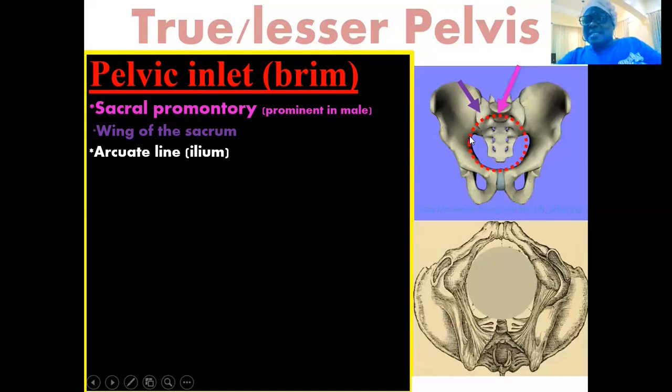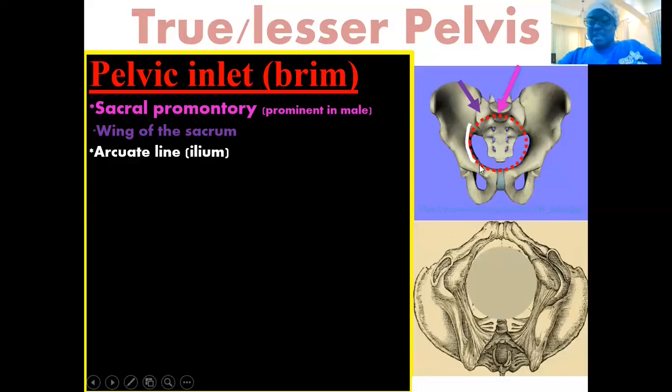So if you look at this alignment around this region that is demarcated here in white, we have a prominence that is created along this medial border of the ilium. And this is what is referred to as the arcuate line of the ilium. This is the next structure that will be forming an alignment with the circumference of the pelvic inlet.